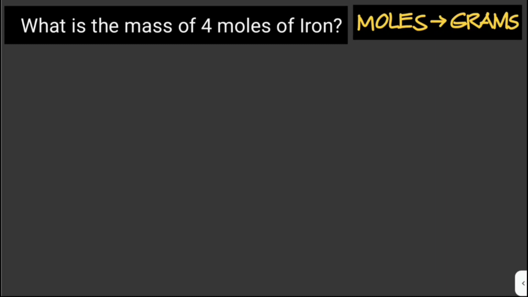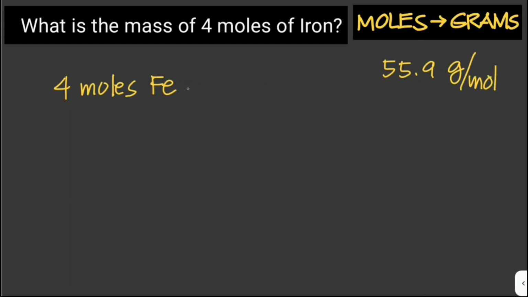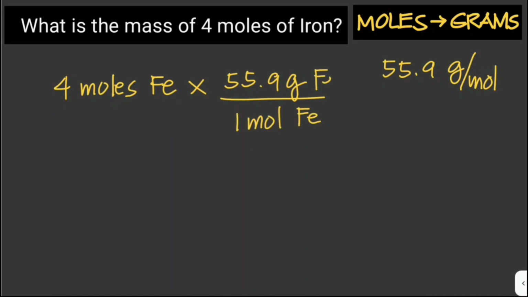Okay, what is the mass of 4 moles of iron? So we're given here the number of moles of iron, and then we convert this into grams. Okay, so 4 moles of iron, and then we need the molar mass of iron. So molar mass of iron is just 55.9 grams per mole from the periodic table. So we multiply this by 55.9 grams per mole iron. Okay, and this cancels out the mole. So this is just equal to 224 grams of iron.